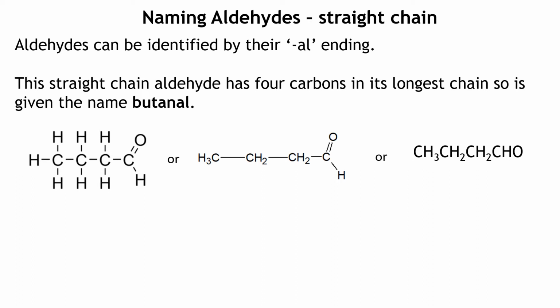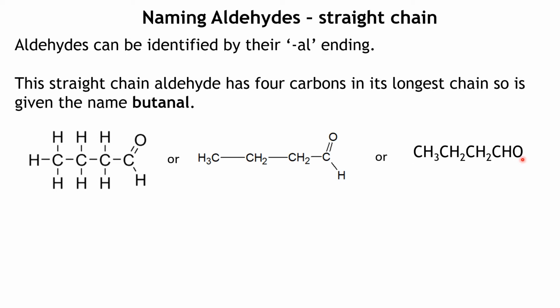Aldehydes can be identified by their -al ending. If you're naming a straight chain aldehyde, the first thing to do is look for the longest chain of carbons, and that will give you the prefix, i.e. the first part of the molecule. So for instance, in the molecule shown below, the longest chain of carbons is 4, so it's going to be called butanal. Notice we've got the shortened structural formula to the right and the full structural formula here.